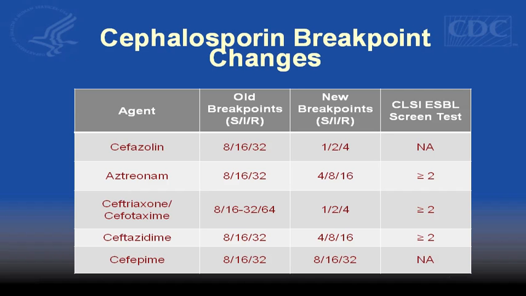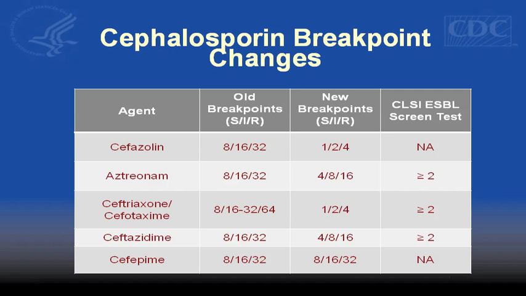Here I've listed the old CLSI breakpoints, susceptible, intermediate, resistant, and the new breakpoints. In addition, the last column lists the screening criteria for identifying an ESBL producer. What you should notice is that for some of the drugs, for example ceftriaxone and cefotaxime, the susceptible breakpoint used to be 8. The screening criteria for an ESBL would be an MIC of 2 or greater. Now with the new breakpoints, you can see they are consistent with those screening criteria. That means ESBL producers would probably test non-susceptible to those drugs.